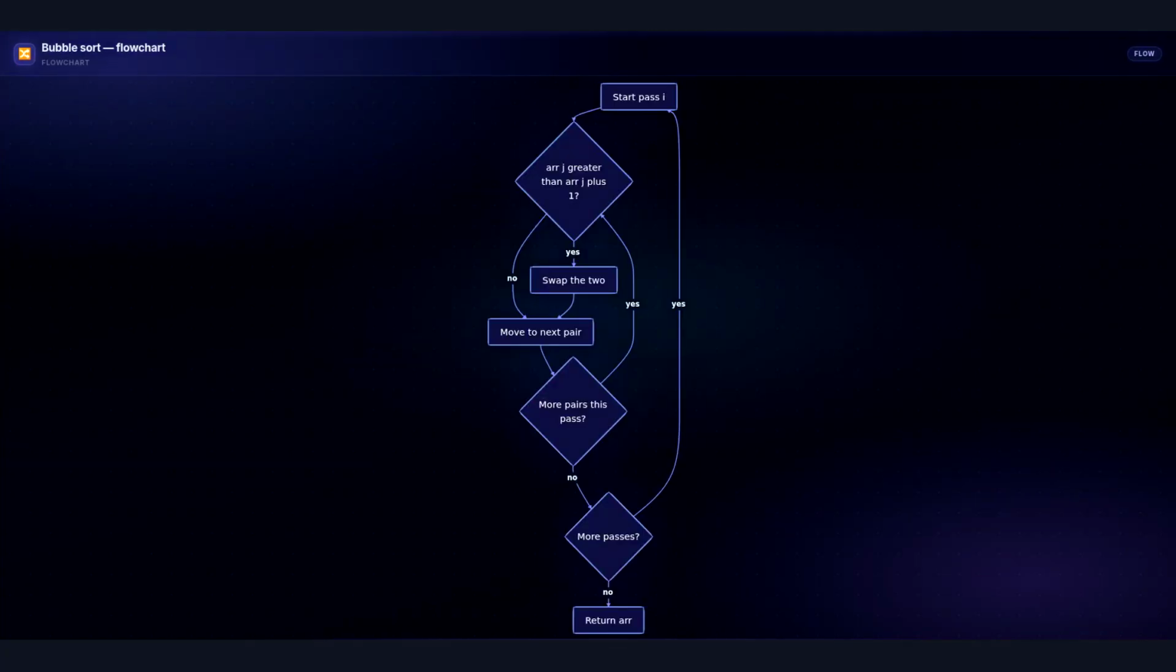Here is the whole shape. For each pass, we walk the pairs. If a pair is out of order, we swap. Otherwise, we move on. When the pass ends, if there are still passes left, we start another one. And when none remain, the list is sorted.